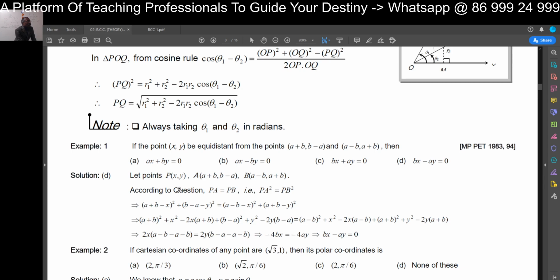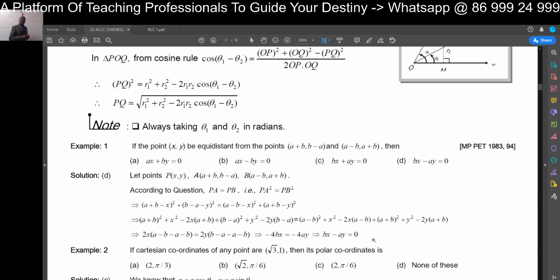Point is taken as xy and the given points are taken as A and B. And it is given that PA is equal to PB. Squaring on both sides, PA square is equal to PB square. This is P, this is A, PA square written. This is P, this is B, PB square written, and it is simplified and you have got the equation Bx minus Ay is equal to 0.